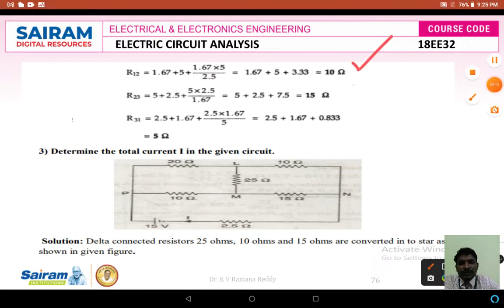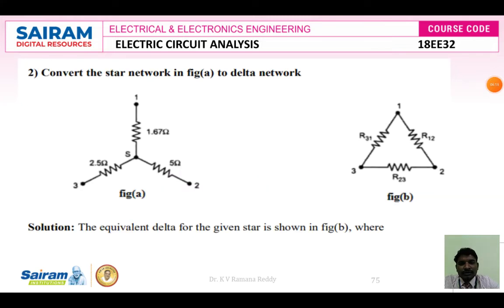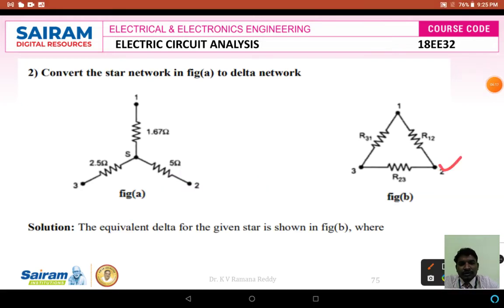Then what is the value of R23? The value of R23, that is 2 and 3 in the star again, is 5 into 2.5 plus 2.5 into 1.67 plus 1.67 into 5, divided by 1.67.